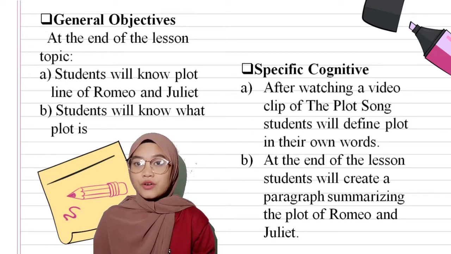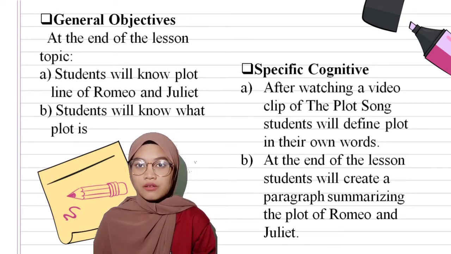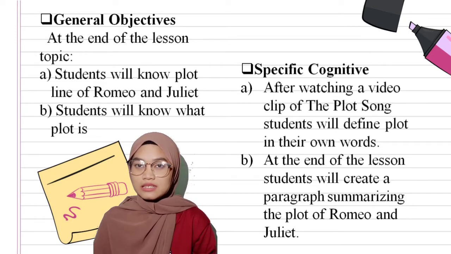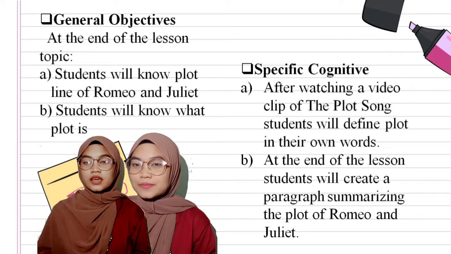After watching a video clip of the plot, students will define the plot in their own words. At the end of the lesson, students will create a paragraph summarizing the plot of Romeo and Juliet. So, here are the aims of this lesson. So, the teacher's goal of doing this lesson is that the students will understand the topic. Okay, we move into the next slide.